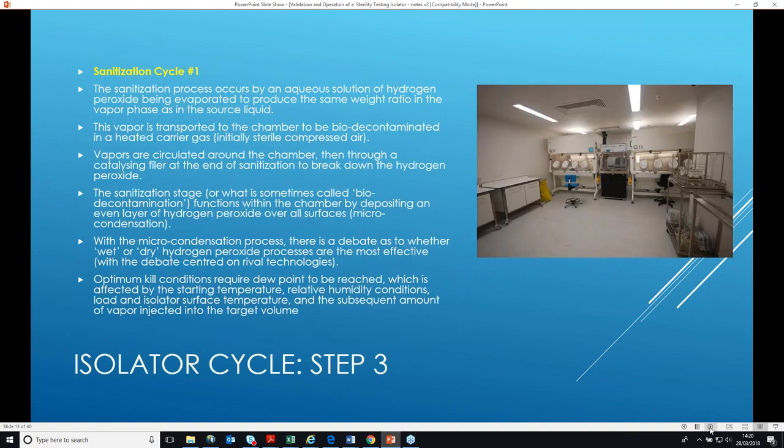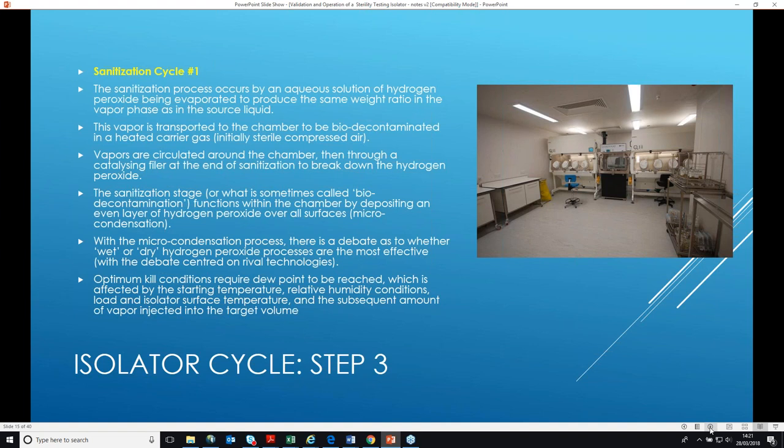Right, so with step three, looking at the actual sanitization cycle. So I said earlier, the sanitization process occurs by using an aqueous solution of hydrogen peroxide, and that's evaporated in such a way as to produce the same weight ratio in the vapor phase as in the source liquid. This can either be 30 or 35% weight by weight of hydrogen peroxide. This vapor is transported into the chamber to be biocontaminated in a heated carrier gas, and this is initially sterile compressed air. Vapors are circulated around the chamber and then through a catalyzing filter at the end of sanitization in order to break down the hydrogen peroxide.